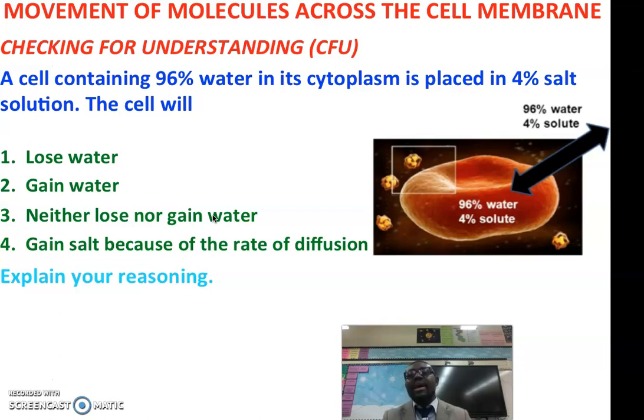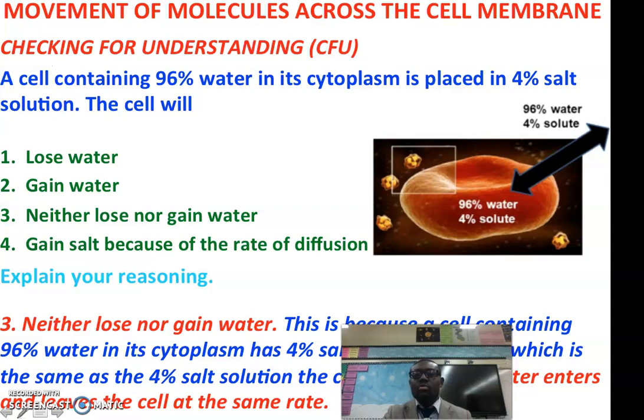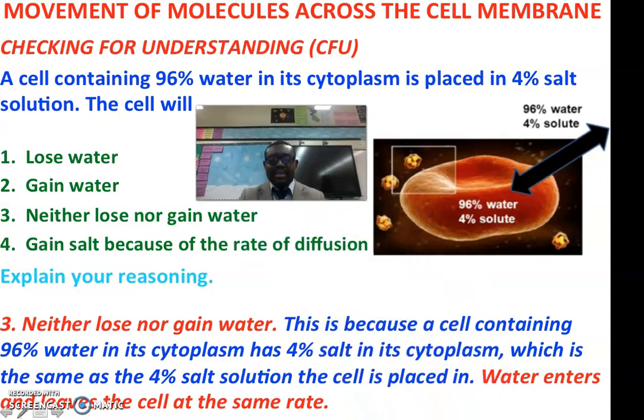It also means that the concentration of salt in the cell is the same as the concentration of salt in the solution. So in this situation, the cell will neither lose water nor gain water. And this is the reason. This is because a cell containing 96% water in its cytoplasm has 4% salt in its cytoplasm, which is the same as the 4% salt solution the cell was placed in.